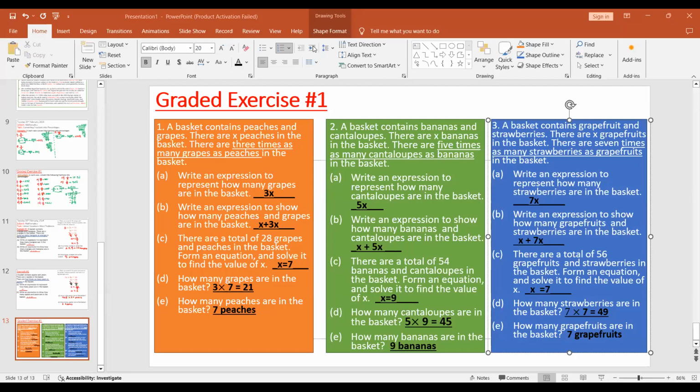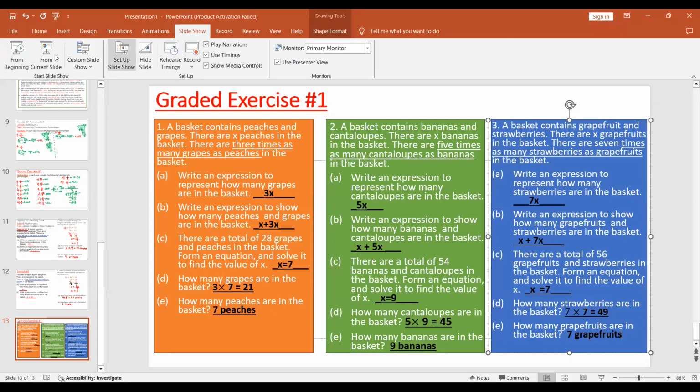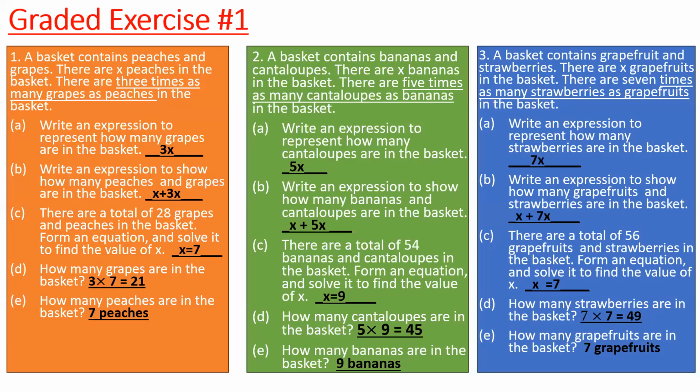Again, if you got all right, put I inside the chat. If you got one wrong, put Y. Anyone got one wrong? If you got two wrong, put N. Let me see inside the chat.